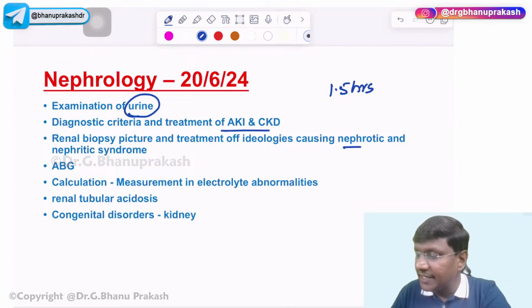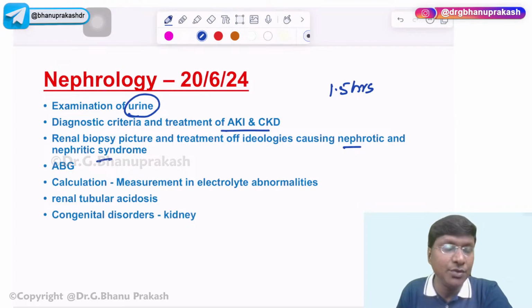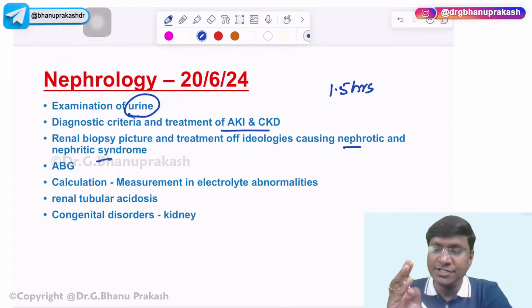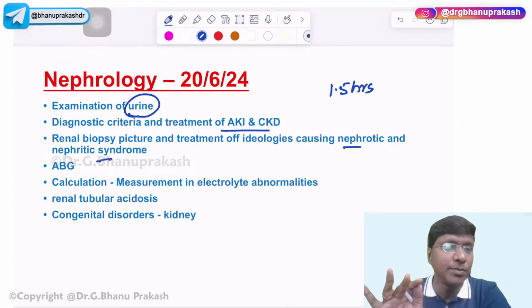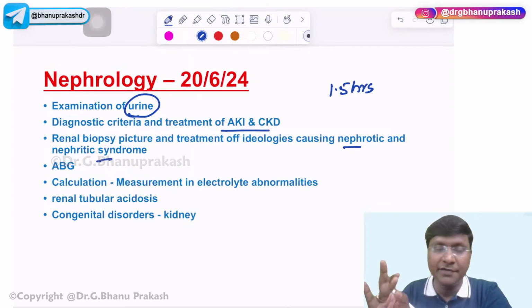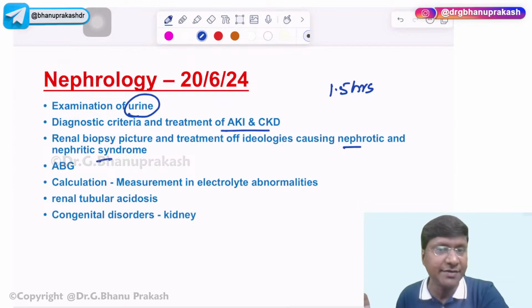Then nephrotic and nephritic syndrome. What is it that you should read in nephrotic and nephritic syndrome? You need to know the renal biopsies of all the etiologies causing nephrotic as well as the nephritic syndrome. So nephrotic syndrome: minimal change disease, diabetic nephropathy, focal segmental glomerulosclerosis, membranous glomerulonephritis. What will be the renal biopsy picture and treatment? Then nephritic syndrome: post-streptococcal glomerulonephritis, IgA nephropathy, Goodpasture syndrome. What will be the renal biopsy picture and what is the treatment?